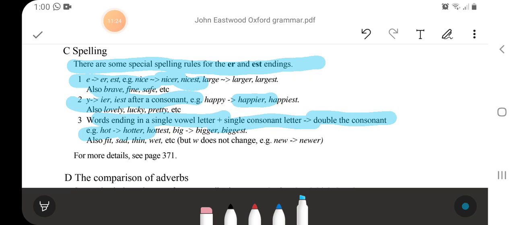Hot has just one vowel which is O. Like big, it has only one vowel I. So to make a comparative or superlative, we will double the consonant. We will double the G, bigger. Similarly fitter, sadder, thinner, wet. Clear?